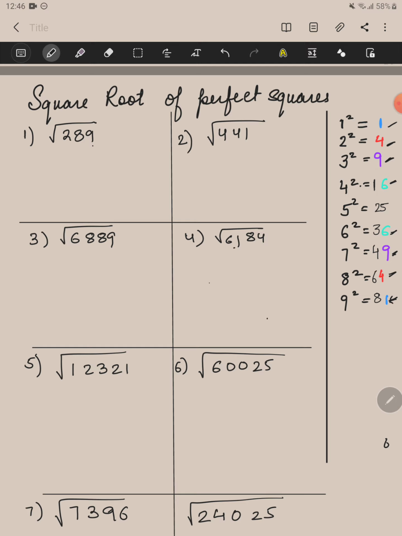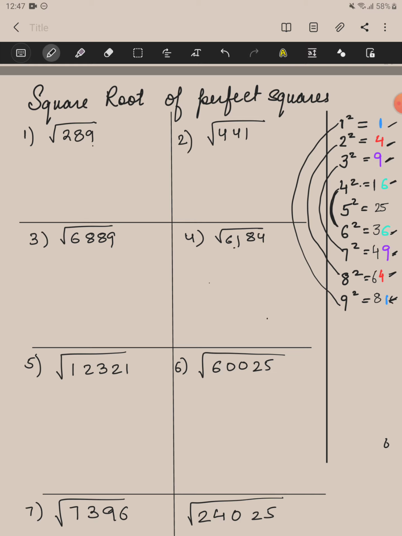One more observation has to be made, that the sum of these two digits which have the same number in the units place is 10. So 4 and 6 have 6 in the units place and the sum of 4 and 6 is 10. Sum of 3 and 7 is 10 and they both have 9 in the units place. Sum of 2 and 8 is 10 and they both have 4 in the units place. And 1 and 9 have sum 10 and they have 1 in the units place. So these are the two observations that you need to make before solving such questions.